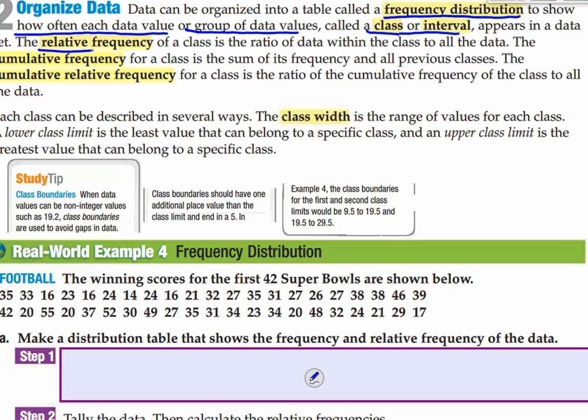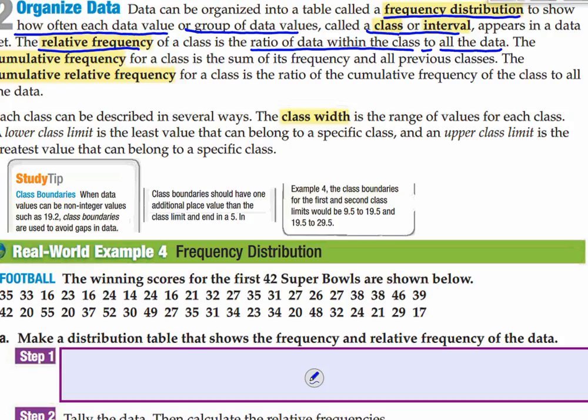And the relative frequency of a class is the ratio of the data within the class to all of the classes. So that ratio is how much data is in our class, or our little chunk of data, over all of the data.